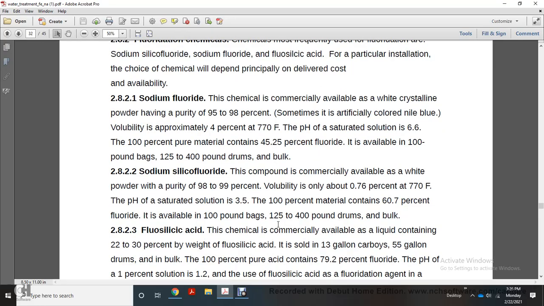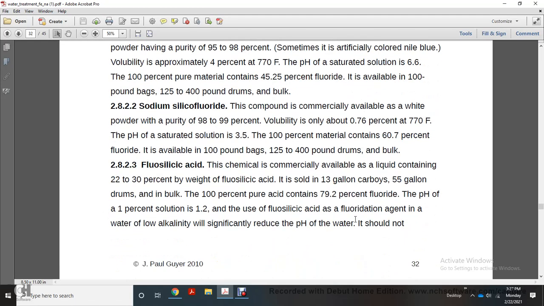Sodium silicofluoride is commercially available as a white powder with a purity of 98 to 99%, volatile only about 0.76% at 770 degrees Fahrenheit. The pH of a saturated solution is 3.5. The material contains 60.7% fluoride and is available in 100-pound bags and 125 to 400-pound drums in bulk.